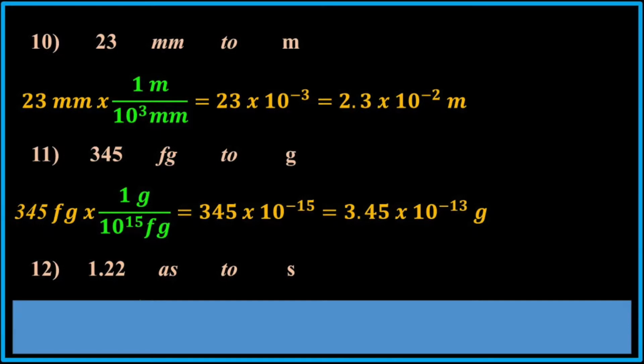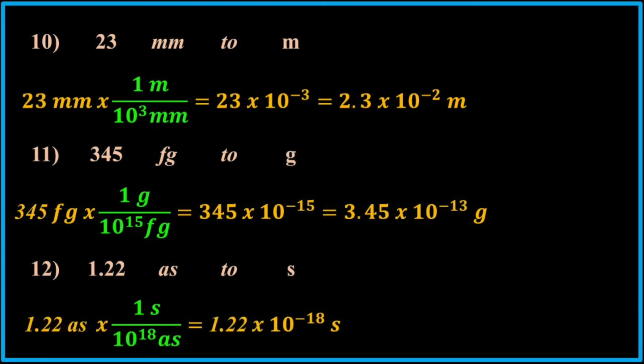So this will be atto to seconds, where you don't have a prefix, so the absolute difference will be 18. So it'll be 18 attoseconds in 1 second. You're taking the additive inverse of the exponent because you're taking the reciprocal. So the answer would be negative 18. So it'll be 1.22 times 10 to the negative 18 seconds. The as cancels, and you're left with just seconds.